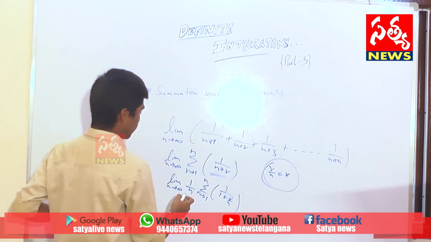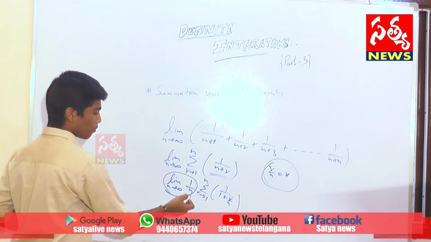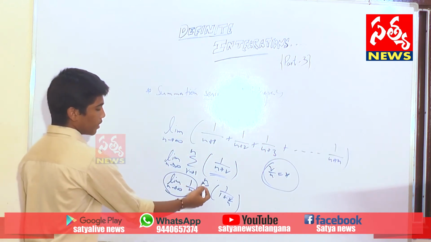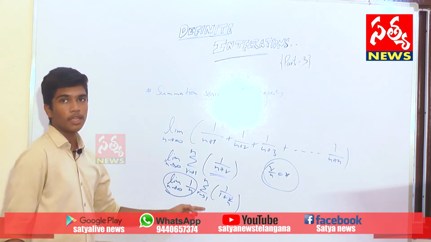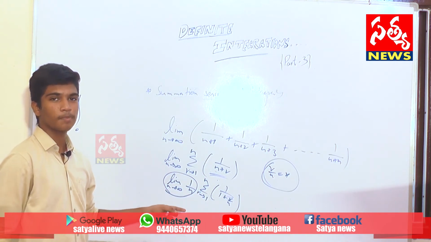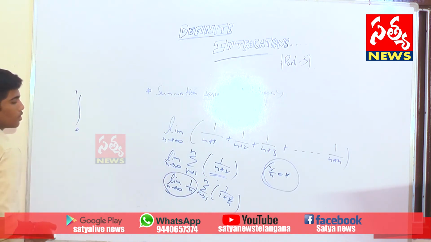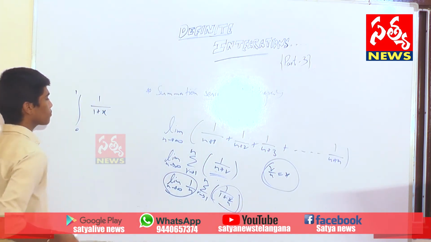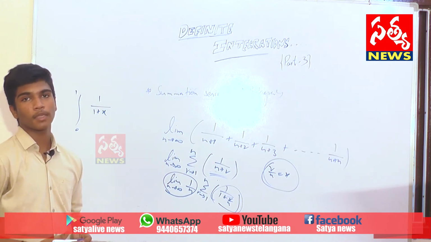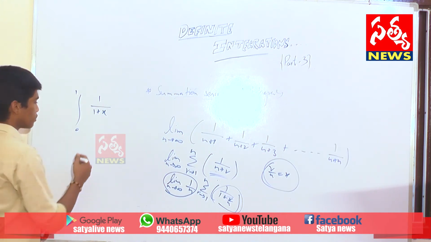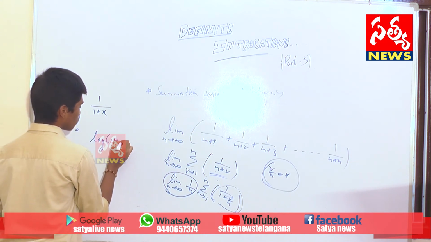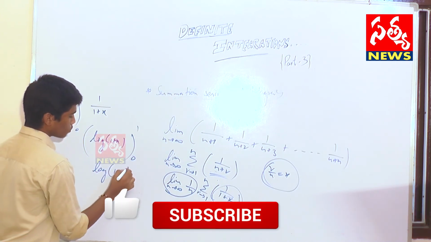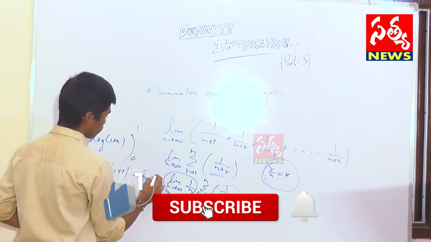Now, as I said, the limit as n tends to infinity of 1 by n becomes integration. The limits are from 0 to k, but here there is no k, which means 1 is present. So the limits are from 0 to 1, and this becomes 1 by 1 plus x. What is the integration of 1 by 1 plus x? It is log of 1 plus x, limit from 0 to 1. Log of 1 plus 1 minus log of 1 plus 0.